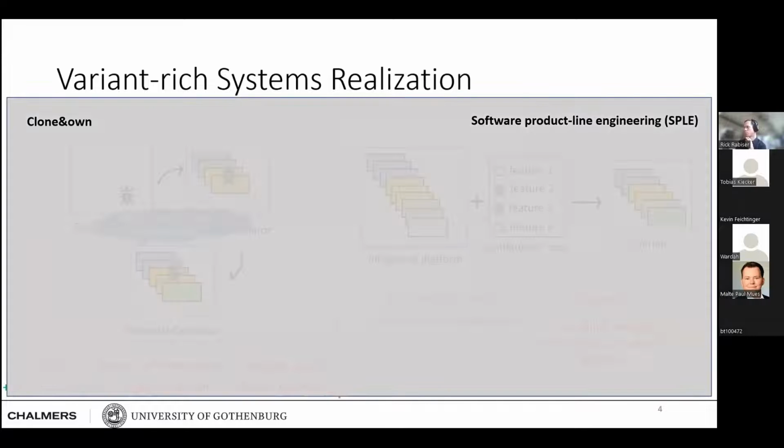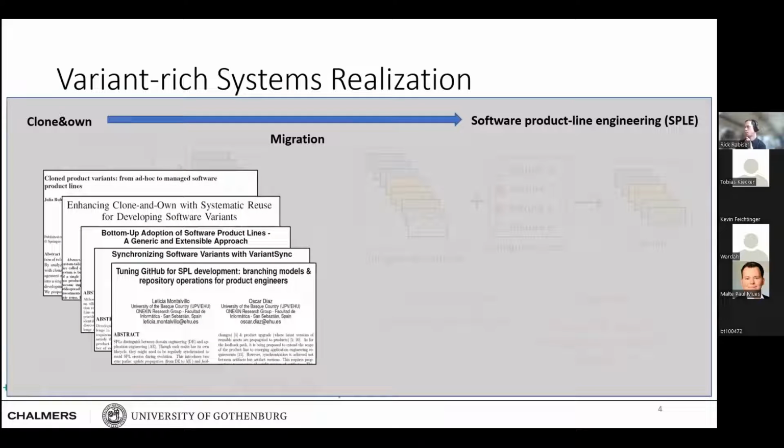Companies typically do not start with SPLE. They start with clone and own, and then they attempt to migrate from a set of lean variants to an SPL-based architecture. Now, there are a few frameworks that propose how to approach this migration process, but these frameworks are mainly single step or they follow a big bang strategy, which renders them risky in practice.